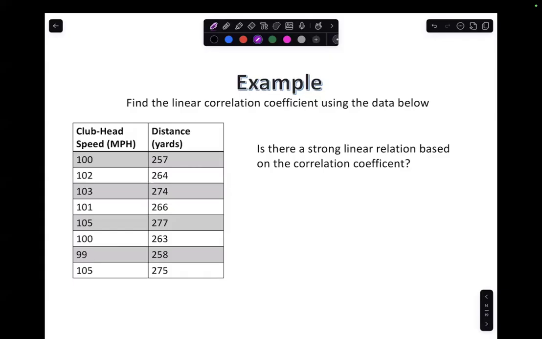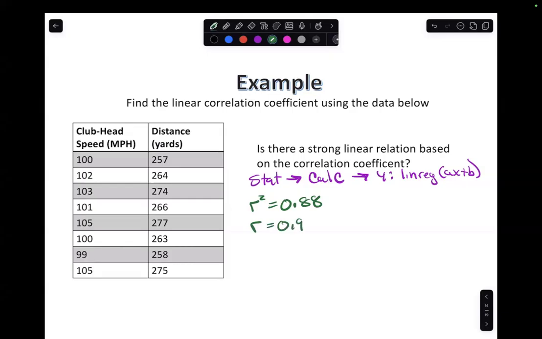Here are the buttons: it's stat, calc. It's number 4, LinReg, ax plus b. That's where you're going. Go ahead and compare yours to mine once you're there.